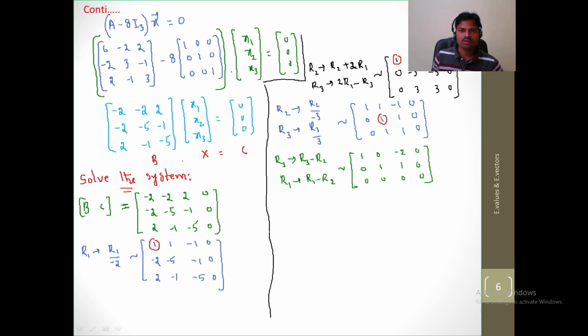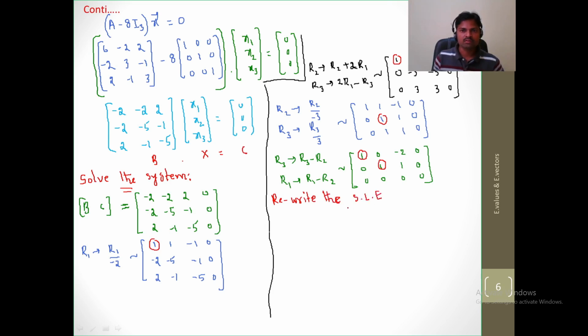Is it reduced echelon form? Look at this one. Your first non-zero entry is 1, and the remaining entries in that column are zeros. The row consisting entirely of zeros is placed at the bottom. So this is perfectly reduced echelon form. Now we have to rewrite the system of linear equations.